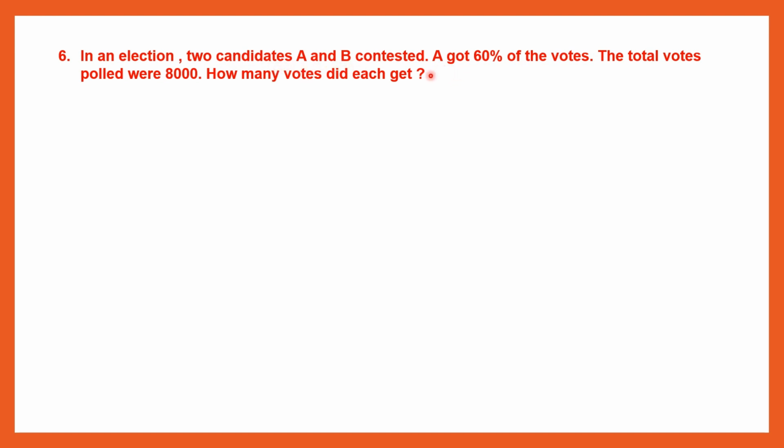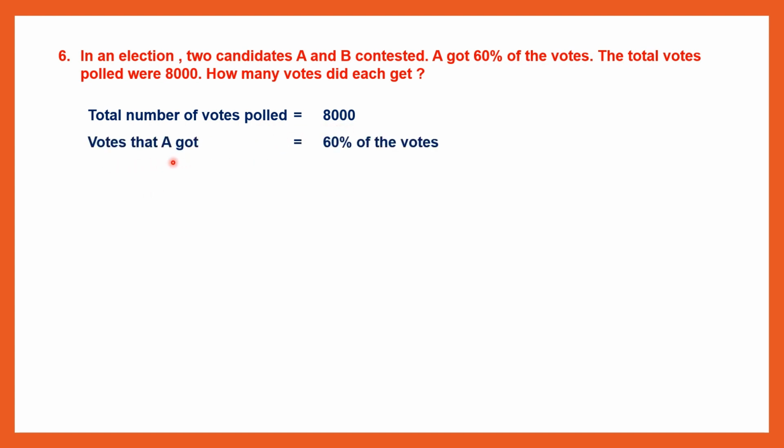And we know that A got 60% of the votes. And we also know how many votes were there totally. Totally there were 8,000 votes. Now the question is, how many votes did each one get? How many did A get and how many did B get? Let's begin by writing what's given. Total number of votes polled is 8,000. Out of this, votes that A got is 60% of the votes. And how much is that 60%, we have to find.